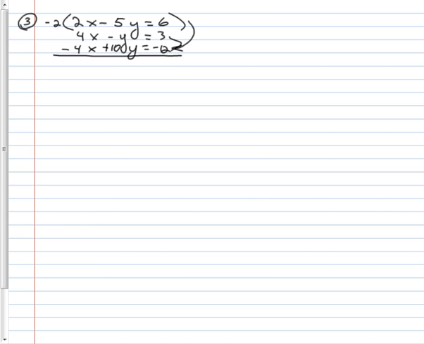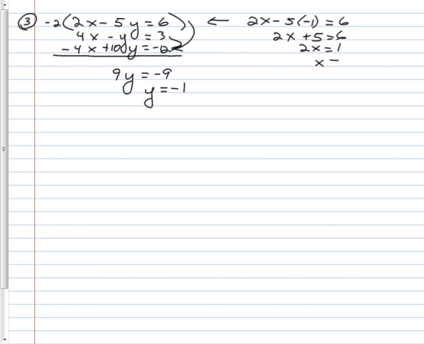So now when I add these together, 9y, x's are gone, equals negative 9. Y is negative 1. We can go back and substitute. Maybe I'll take that original first one. 2x minus 5 times negative 1 equals 6. 2x plus 5 equals 6. 2x equals 1. X is 1/2. 1/2 comma negative 1. I'm not sure this isn't an Algebra 2 class. See if we can take care of that.